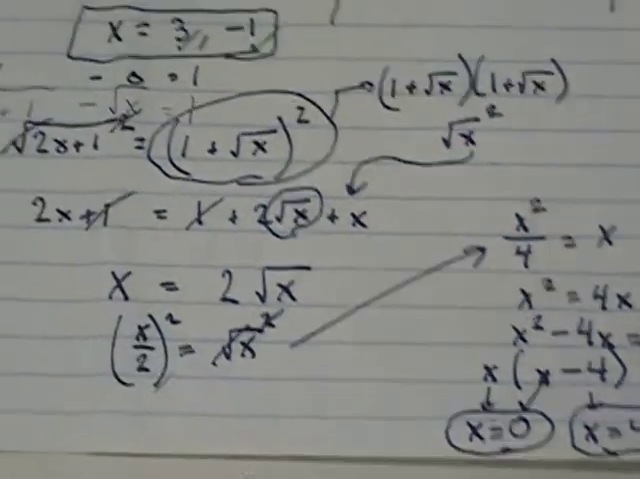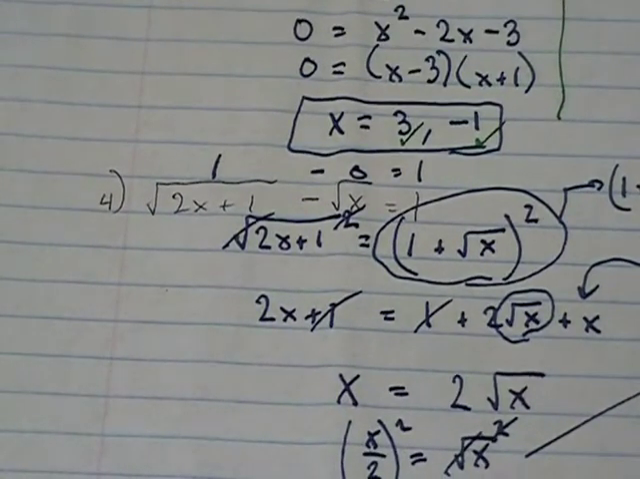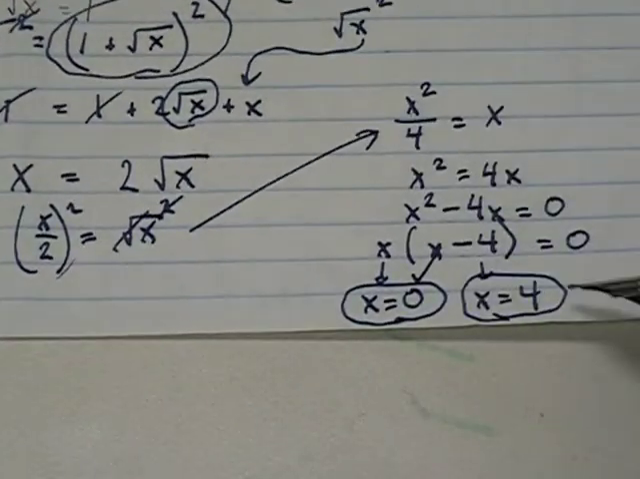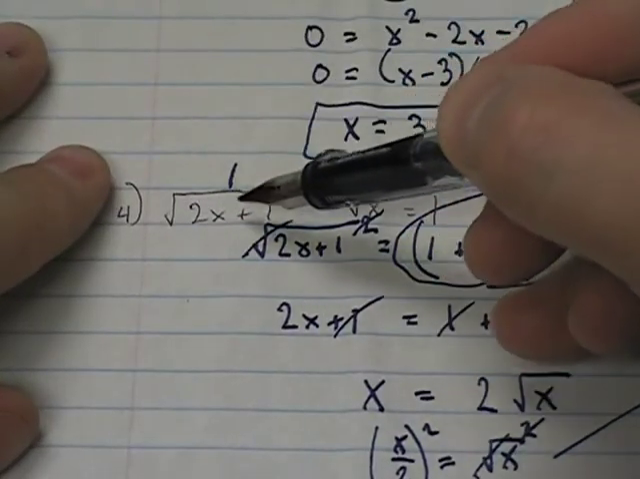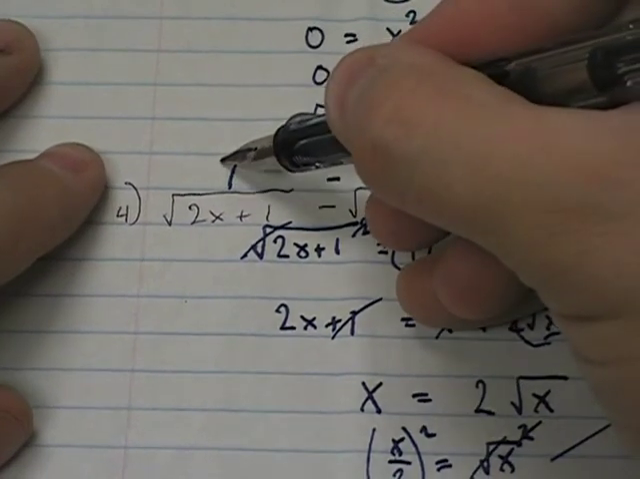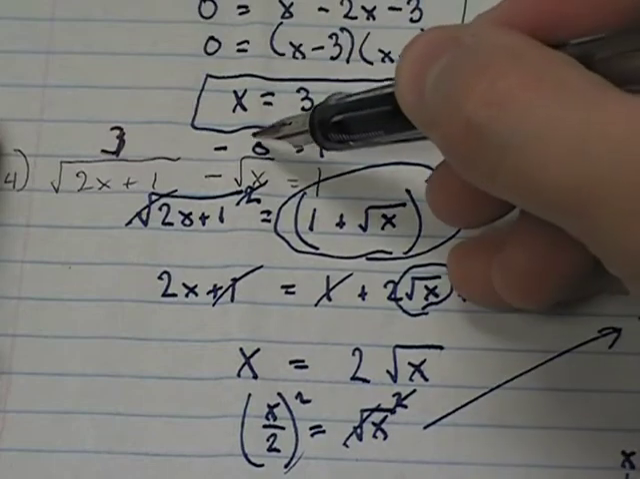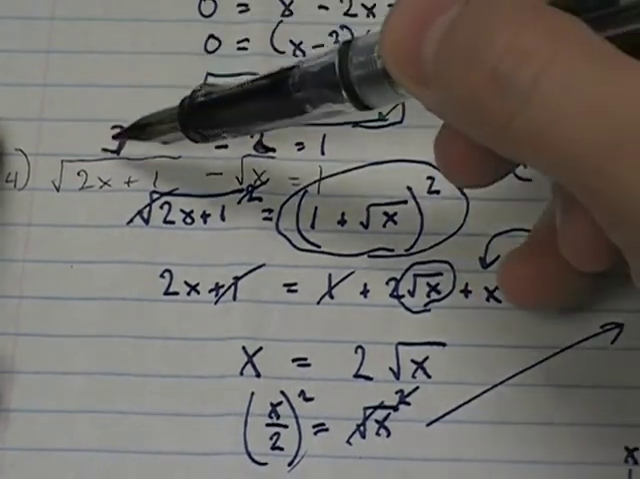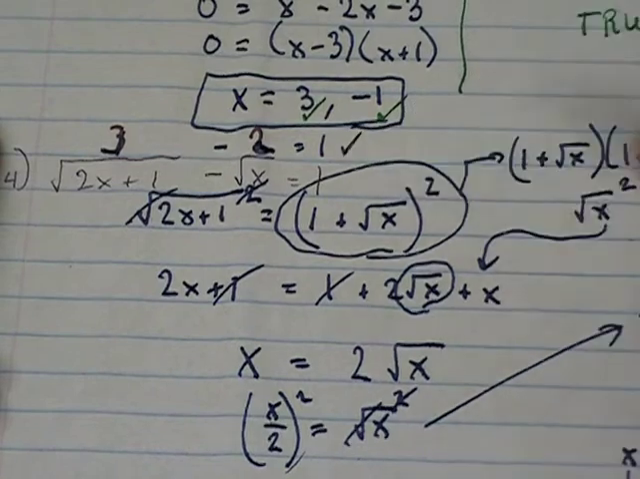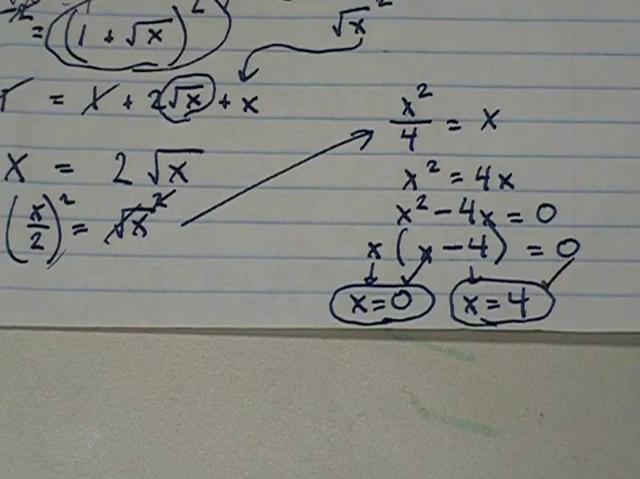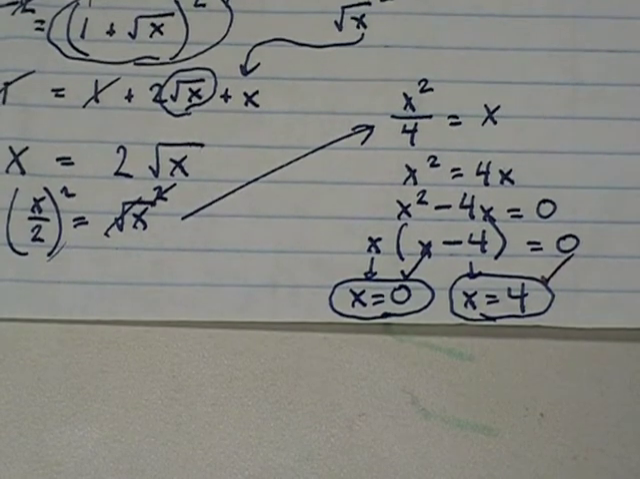How about 4? Well, I go back up here, and I'll just use a different color this time. And this time I'm going to use red. And I say, okay, take this number 4. And 2 times 4 is 8. 8 plus 1 is 9. Square root of 9 is 3. Okay, the square root of 4 is 2. Does 3 minus 2 equal 1? Yes, it does. So, what do I know about this answer? Also correct.